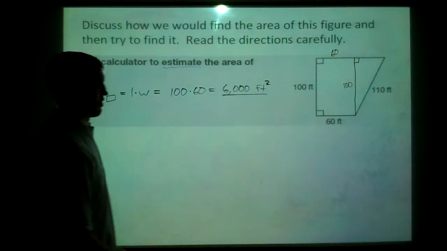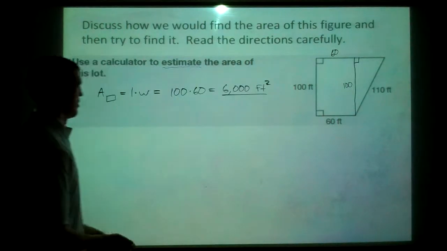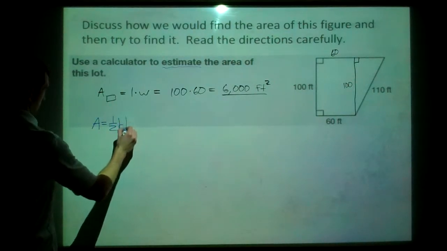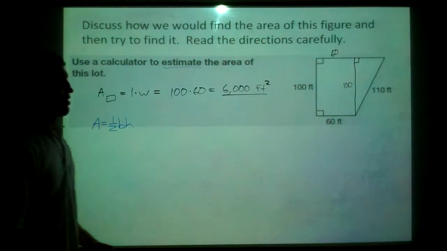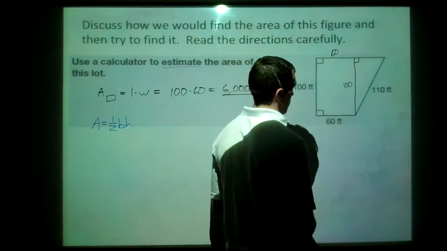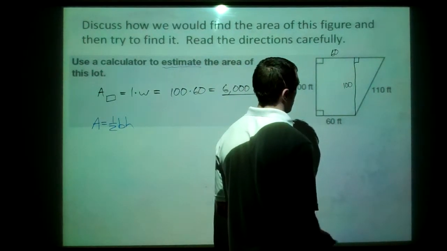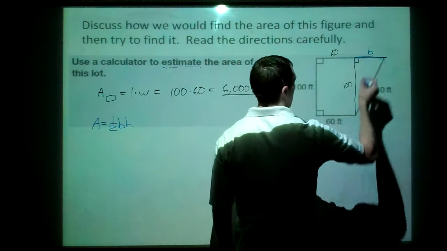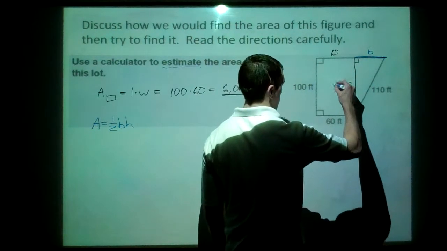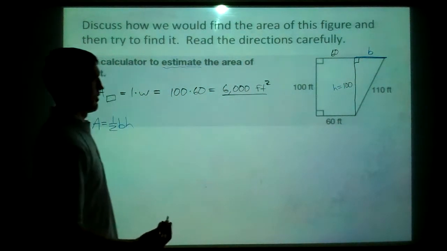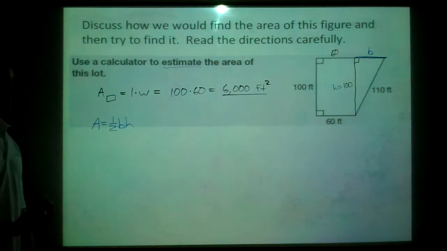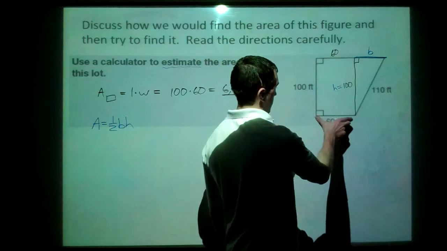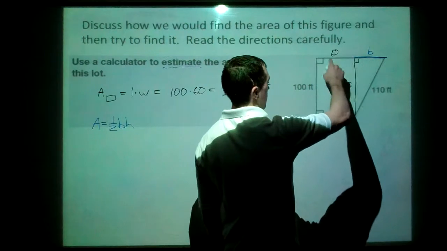Now we have to find the area of our triangle. Remember, the triangle area equals 1/2 base times height. Base and height make a right angle with each other. This is going to be our base right here, because it makes a right angle with this, which is our height. So we have a height, but we don't have our base. And the problem is we don't have a way to figure out our base with this side, because it stops here at 60. All I know is that here it is 60.